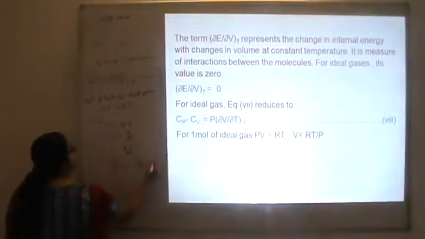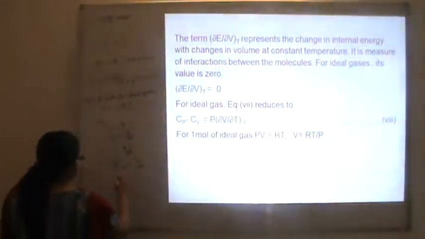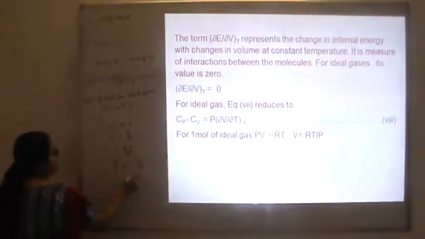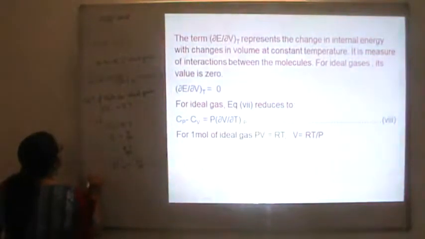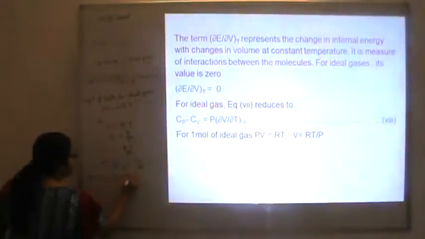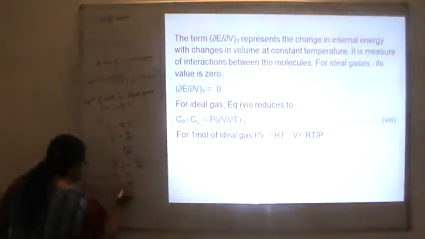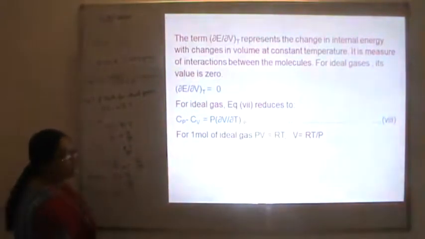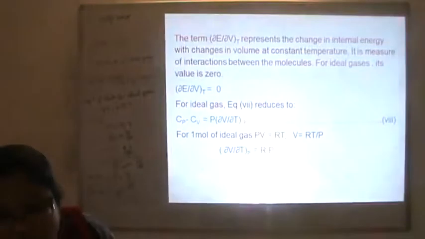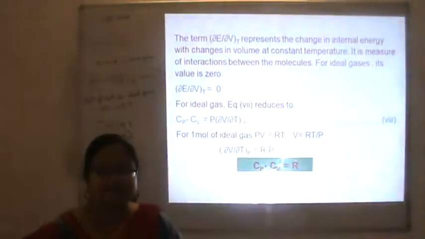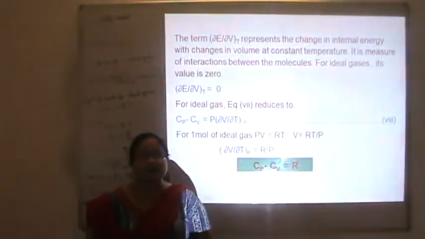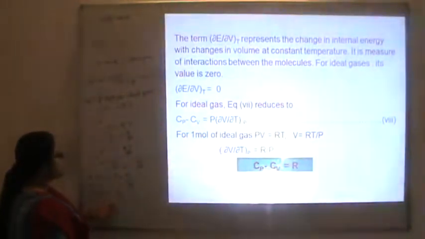Putting this value, del V by del T at constant P is equal to R by P. Then putting this value in equation 8, we get P into R by P. So Cp minus Cv is equal to R for ideal gases. Cp minus Cv is equal to R for ideal gases.